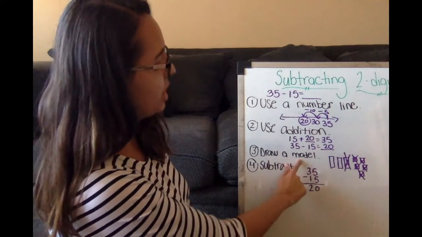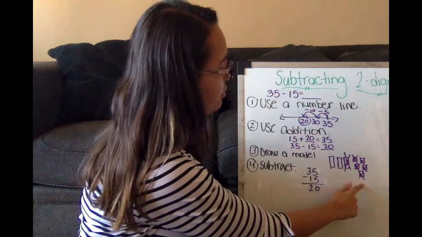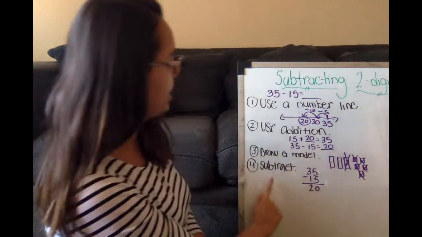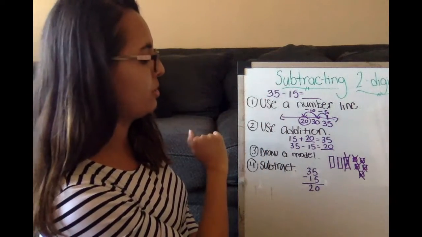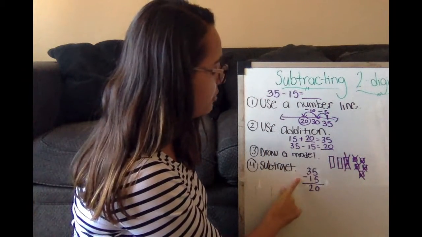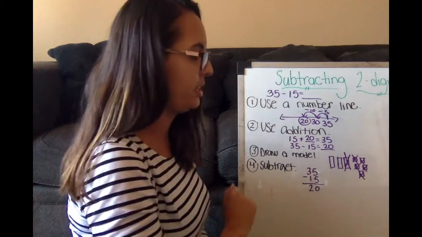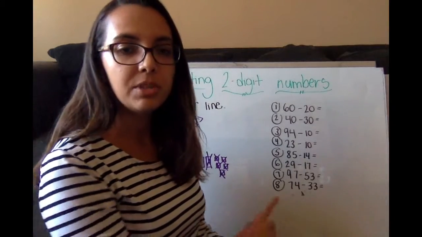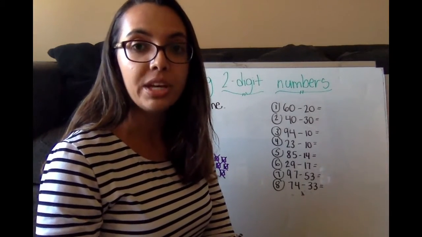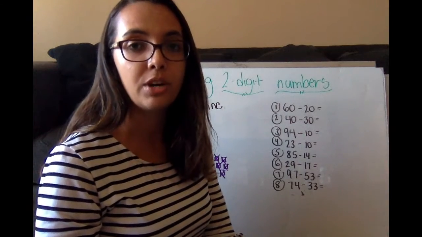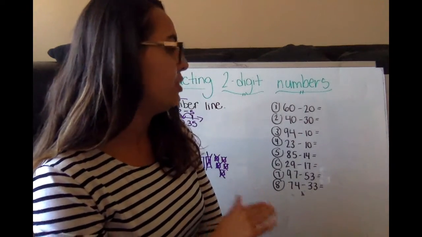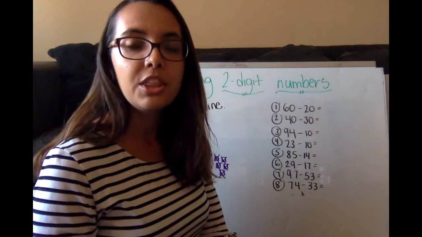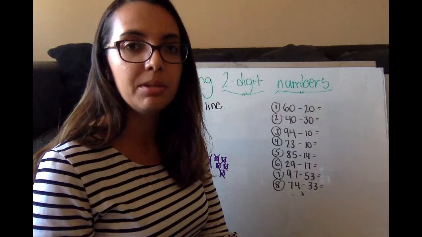We can draw a model. Here I have 30 and 5, and when I cross out 15, I get 20. And I can just subtract by stacking the 2 numbers on top of each other. 35 minus 15 equals 20. Now it's your turn. I have some problems here for you, but you can always be creative and think of your own problems. So you can go ahead and pause the video if you want to use the problems that I came up with for you, or you can be creative and think of 8 different subtraction problems on your own.